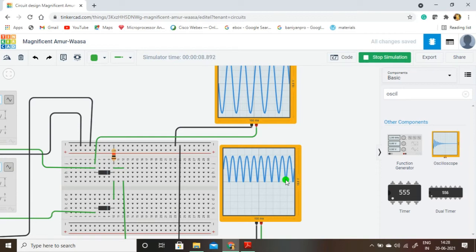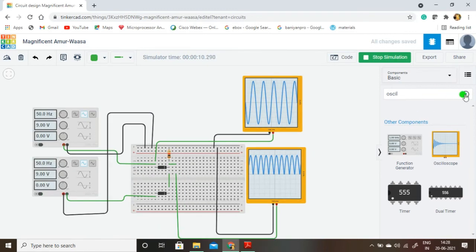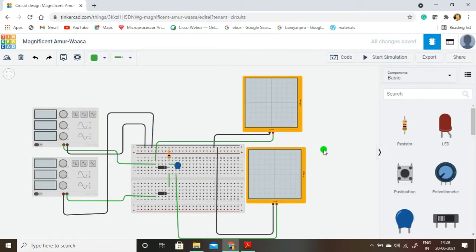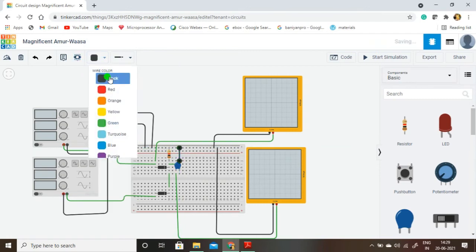Now I am going to generate the pulsating DC signal. How am I going to generate it? By using the capacitor. This capacitor performs the charging and discharging of the voltage across the resistor. One terminal is connected to the cathode, and another terminal of the capacitor is connected to the ground.